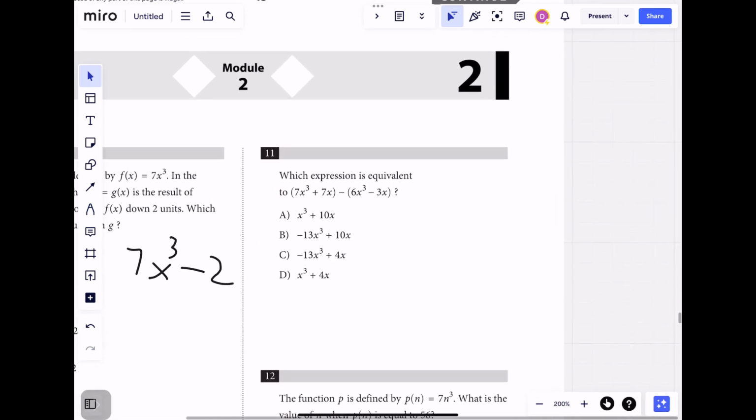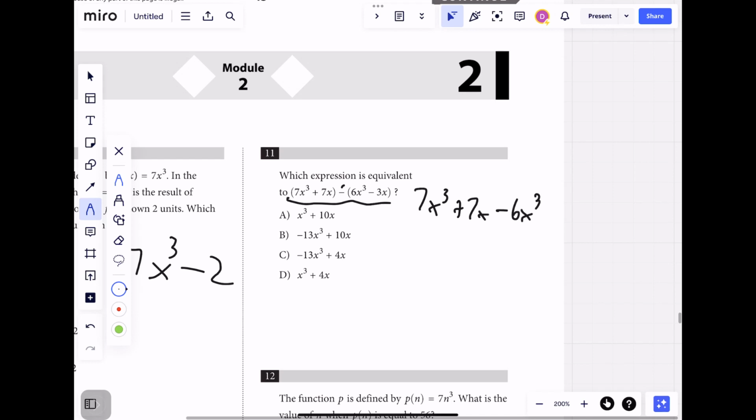Which expression is equivalent to this? So we can distribute the minus sign, and we can get, okay, this is a plus sign. So then we can just combine like terms, and it's x cubed plus 10x.